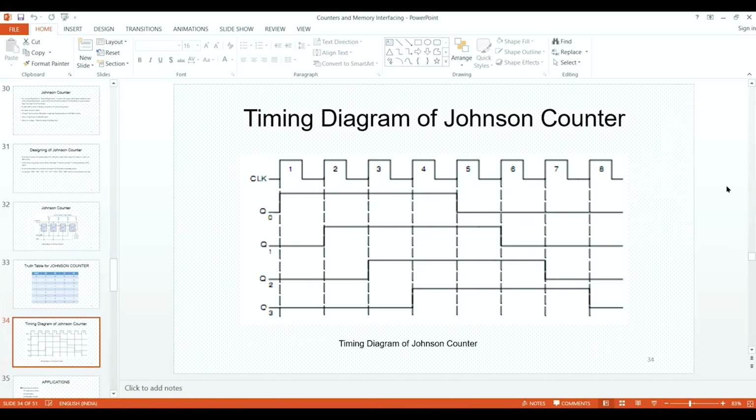CSE students who are going to read microprocessor or microcontroller in their coming semesters, or if they already have some knowledge about microprocessor, microcontroller, this timing diagram is very, very important to understand. I made it clear in the previous video also, in this video also. So any query you can write in the comment section.